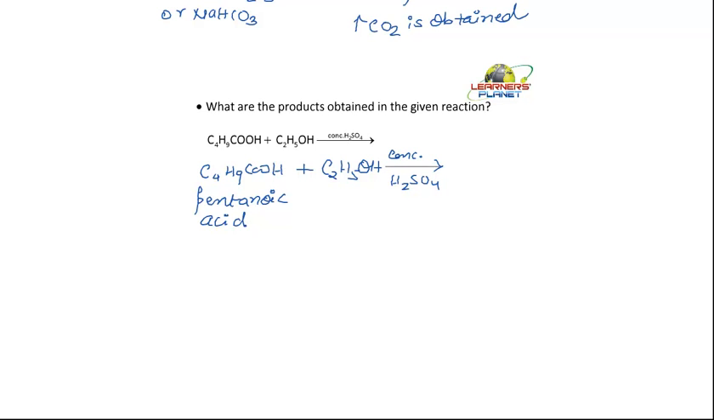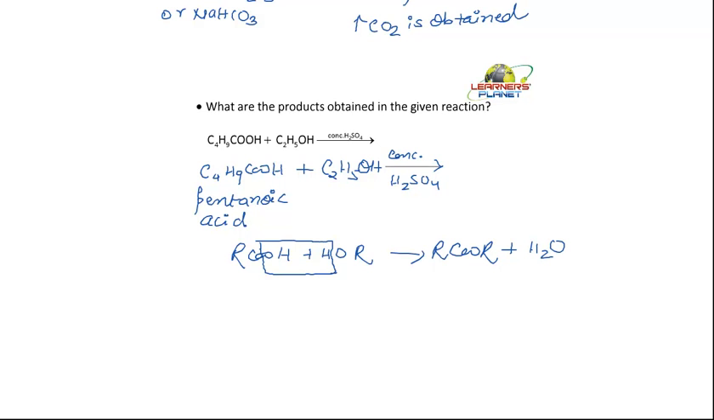What will be the product? We will get an ester, right? You must be remembering what I told: there is an acid reacting with an alcohol. So what happens is that the OH part of the acid is removed and the H part of the alcohol, and they'll combine and they'll form what? RCOOR plus H2O. Right?